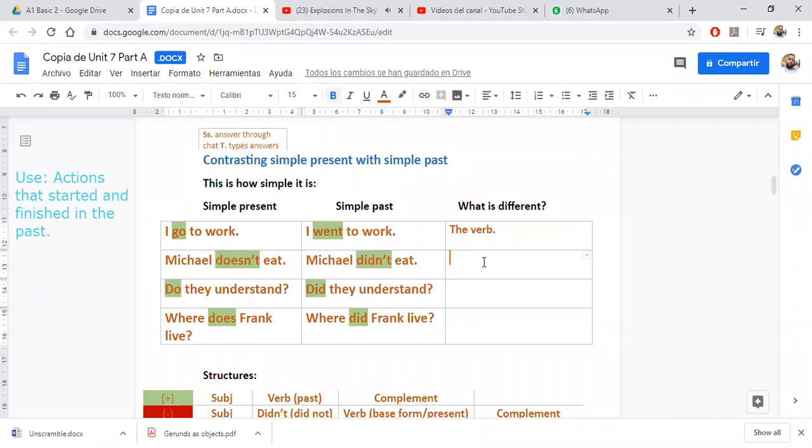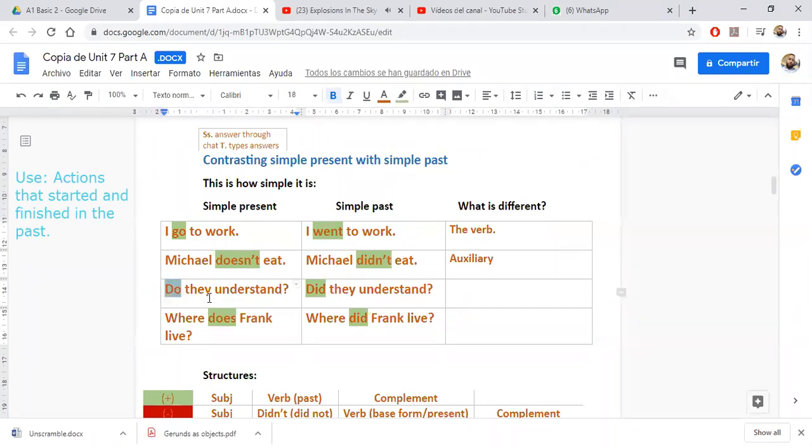Now, in negative. In negative, Michael doesn't eat. Michael didn't eat. What is the difference? The auxiliary. Very good. The auxiliary is different. In present, we have doesn't, but in past, we have didn't. In present, we have don't, but in past, we have didn't, okay? Or did not. So the auxiliary here is the difference.